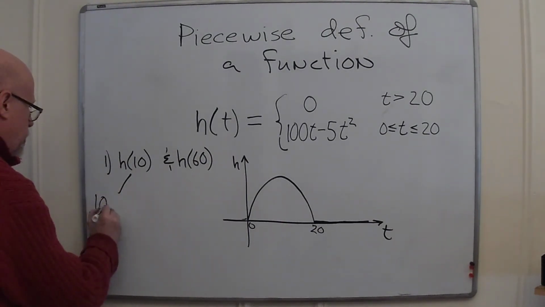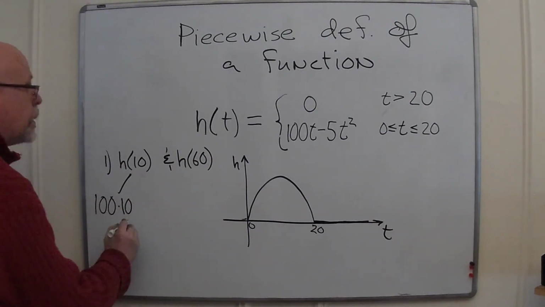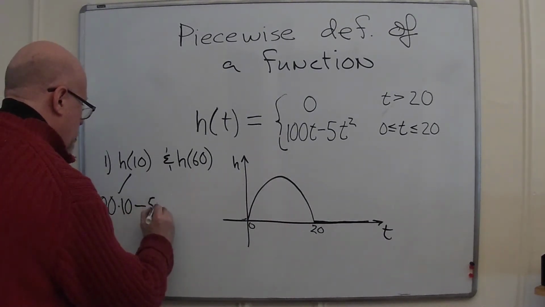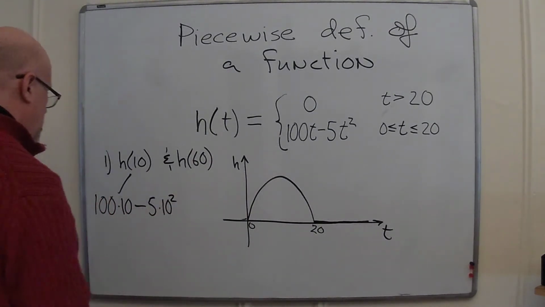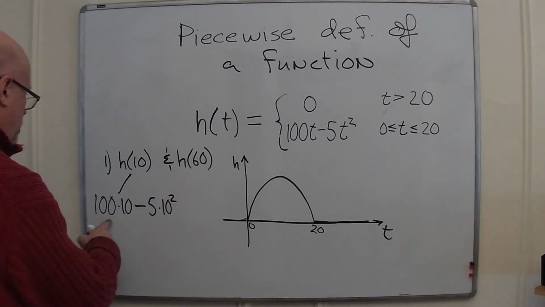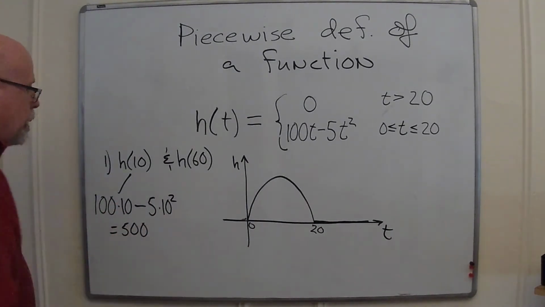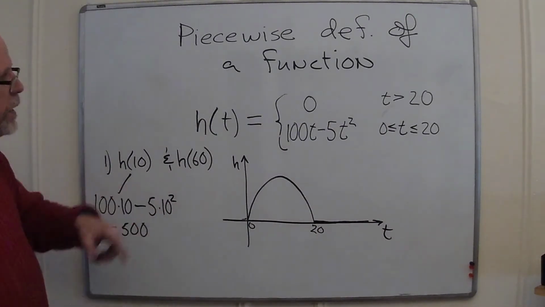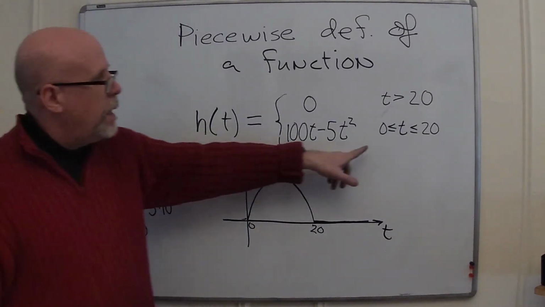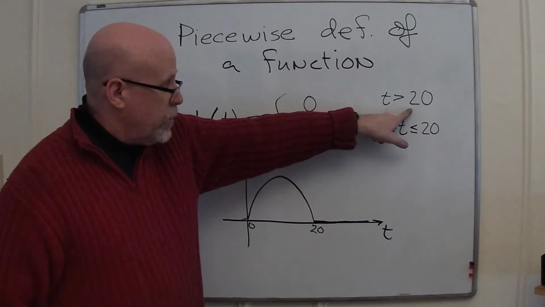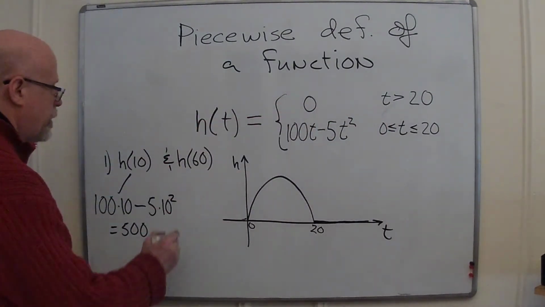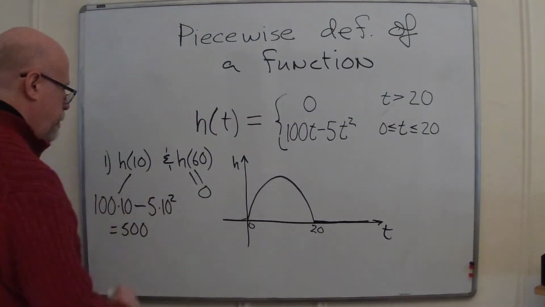It's 100 times 10 minus 5 times 10 squared. That's 1,000, this is 500. Okay, that wasn't so bad. What about h of 60? That's not between 0 and 20, it's greater than 20. We use that one. So h of 60 is very easy. You just write in 0.